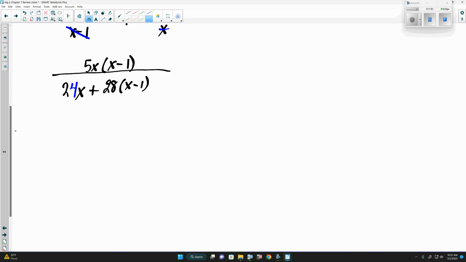If we were multiplying, but because of the plus in the middle, we can't just cross it out. In the denominator, we still have the 24x, but we do need to distribute the 28, which will give us 28x minus 28. Because we still need to combine like terms, especially with the 24x and possibly a like term with our 28 times x minus 1. So we can see after multiplying it, we do have like terms that will need to be combined.